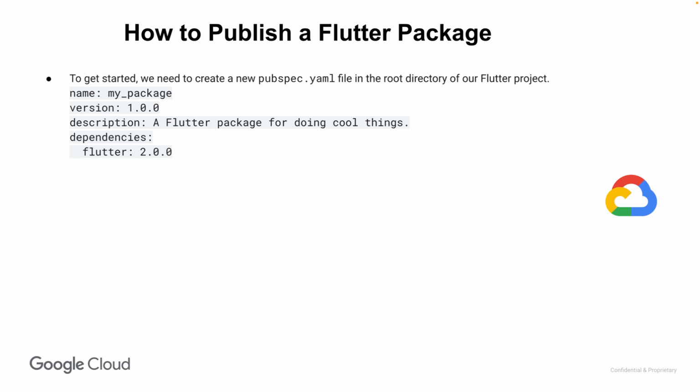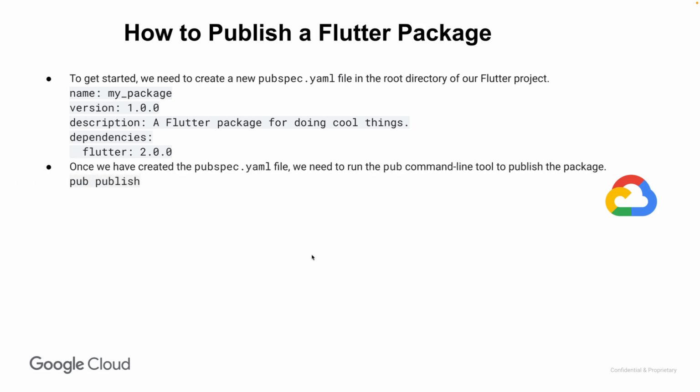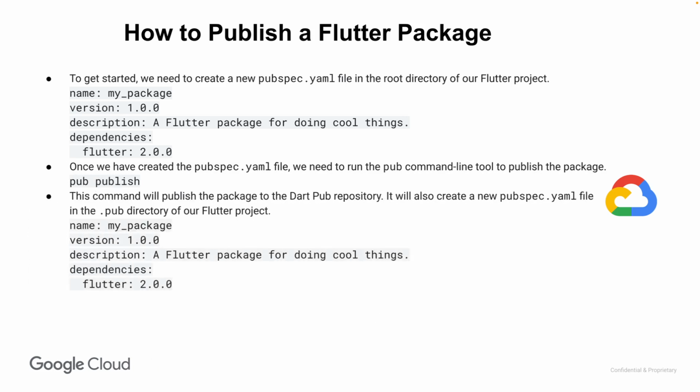Once we have created the pubspec.yaml file, we need to run the pub command line tool to publish the package. This can be done by running the following command, which is pub publish. This command will publish the package to the Dart repository. It will also create a new pubspec.yaml file in the .pub directory of our Flutter project.